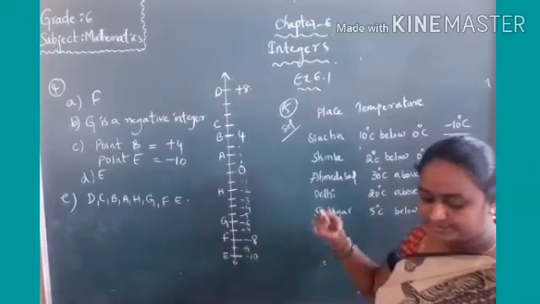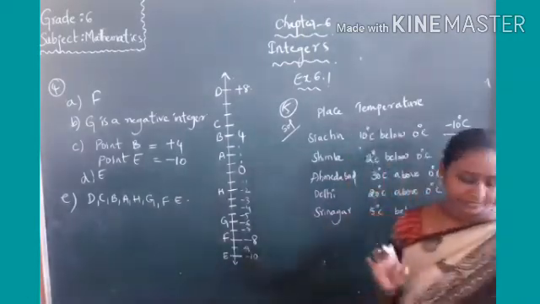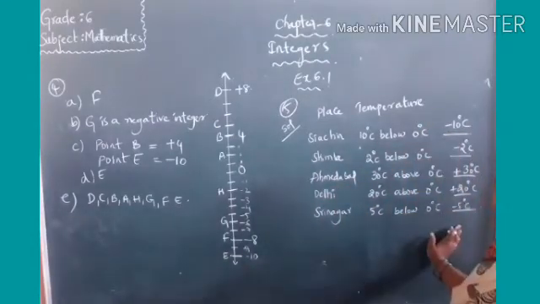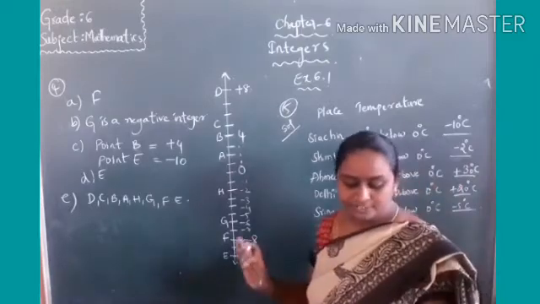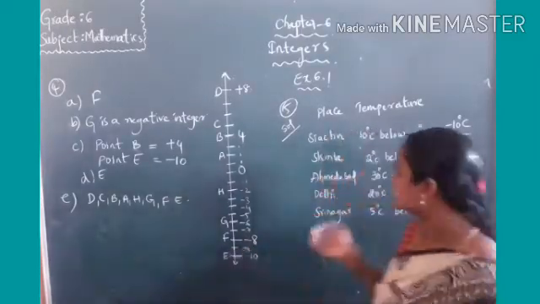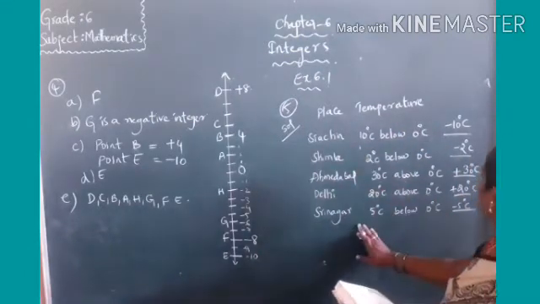So first of all, draw a number line. What is given in the textbook, you draw, and you locate all these temperatures on the number line. And the third one: which is the coolest place? Observe, in the different places, which is the coolest?